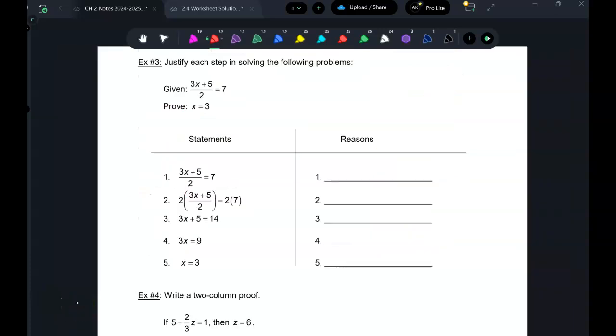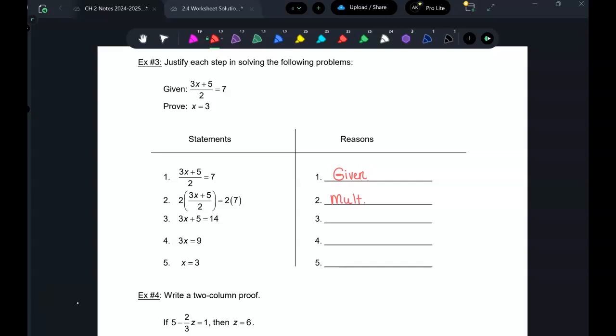So watch, we're going to write in here. Okay, the first step is always given. What does that mean? Well, I have to be given an equation to start with. Not always, but I'm basically going to solve the equation for you. You just have to tell me what's the reason for each step. So what did I do from step 1 to step 2? What did I put on both sides? Substitution? No. Multiply? Multiply.